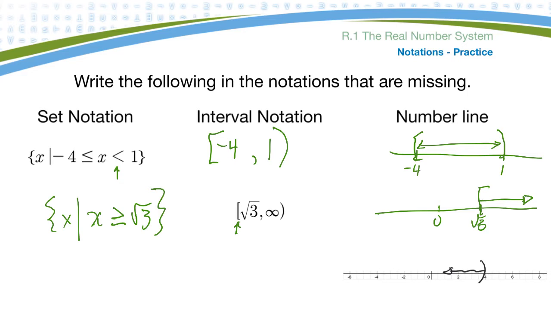Last one, I have a number line. It looks like everything is less than 4. So I'd say all my x's, as long as x is less than... can it be equal to? No, because that's a curly one. So x is less than 4.